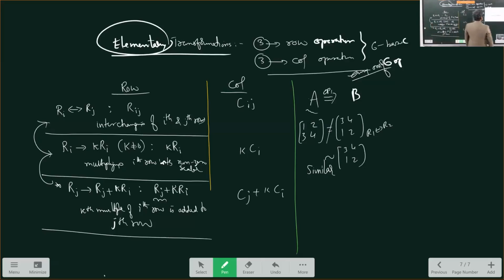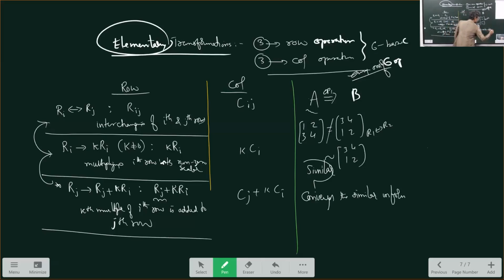So now I am mentioning that if one operation is applied to A, I get a new matrix. These two matrices are not said to be the same, but they are similar. In what context are they similar? They convey the same sort of information, similar information.